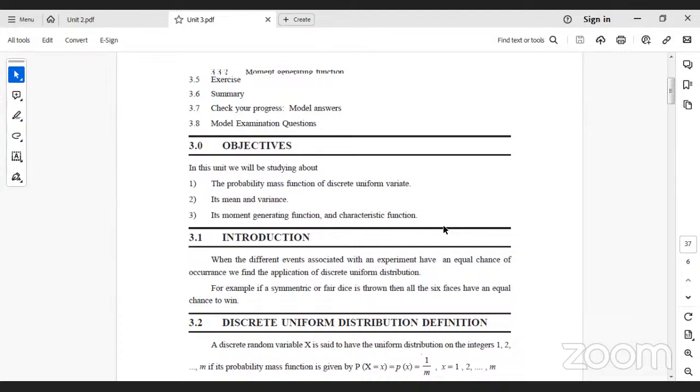When the different events associated with the experiment have an equal chance of occurrence, we find the application of discrete uniform distribution. For example, if a pair of dice is thrown, all the 6 faces have equal chances to win.